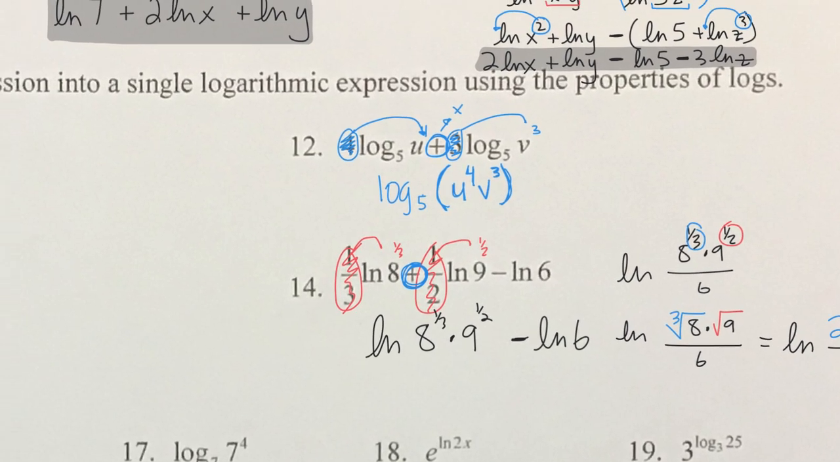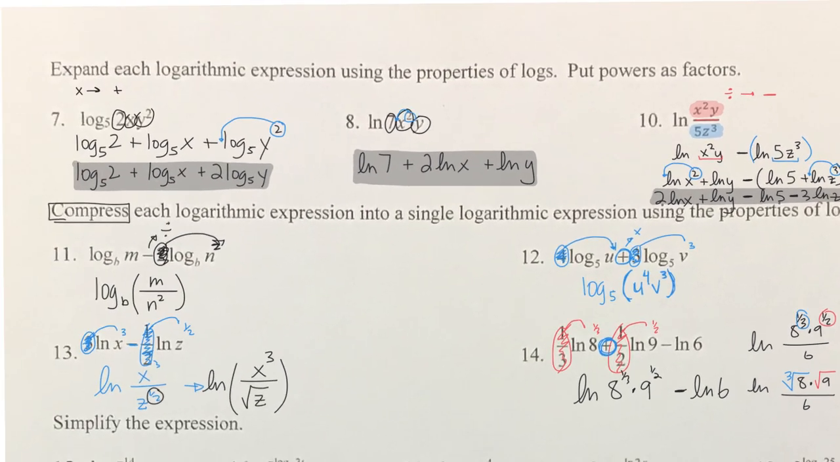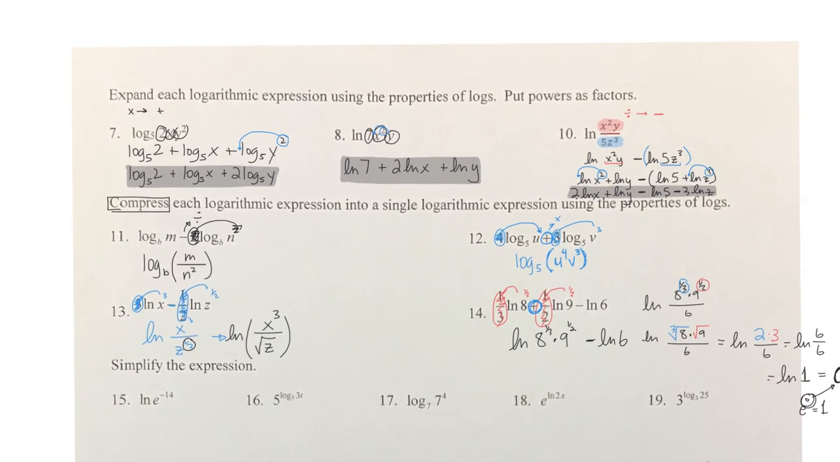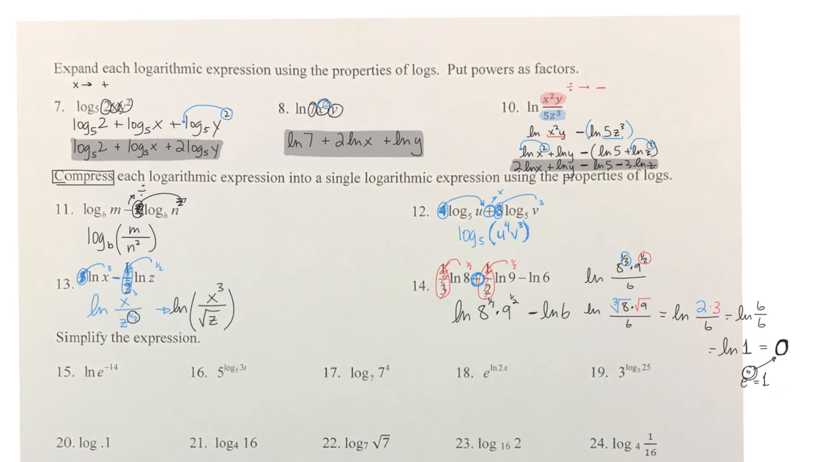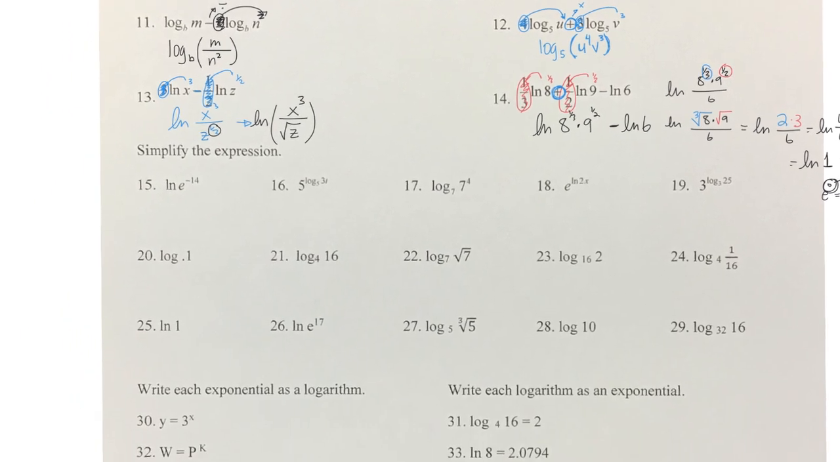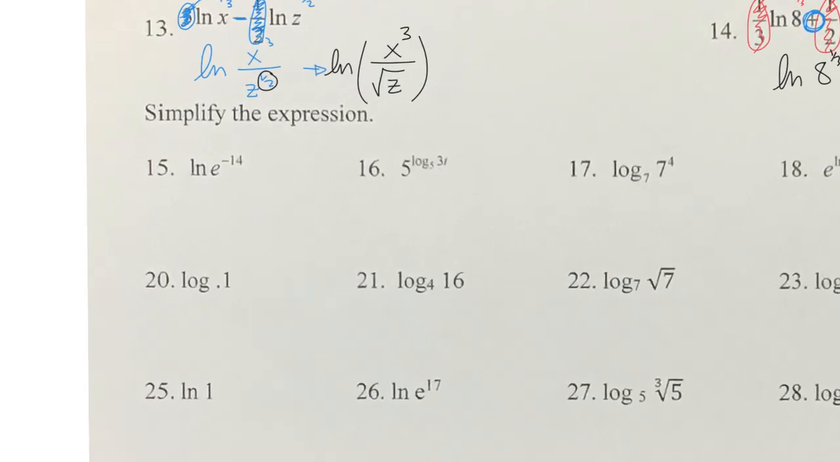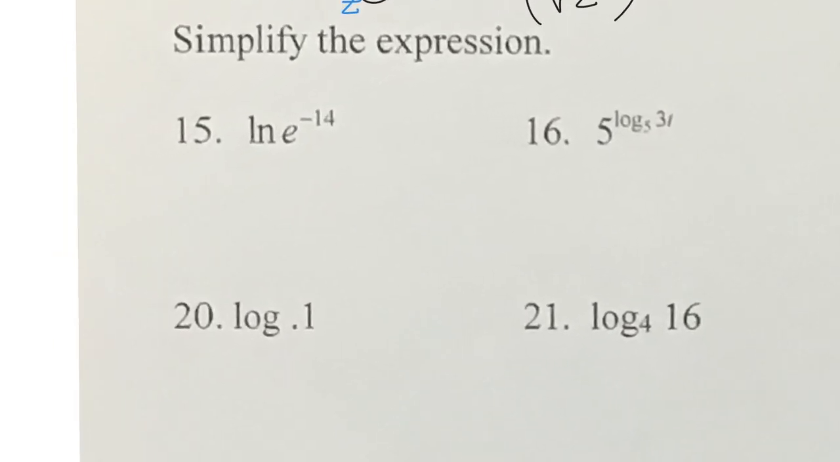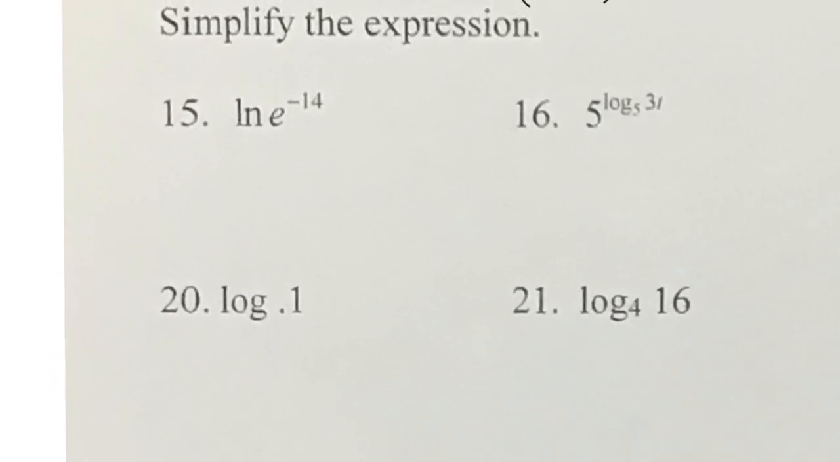Okay, so expanding and condensing, right? We're using properties of logs to do that, to write it as one log or to write it as a bunch of logs. All right, now let's turn our brains on, because all of these ones are thinking problems. So I think I'm just going to go with these 6, and then we'll move over to do some more.